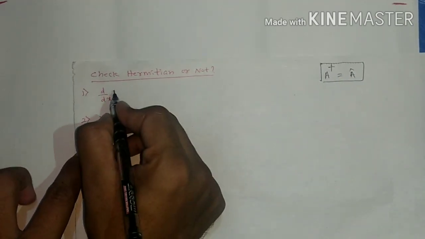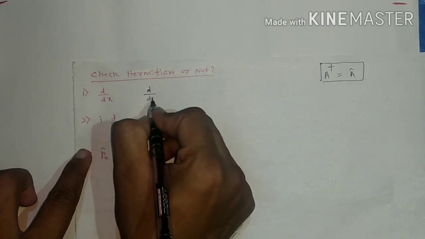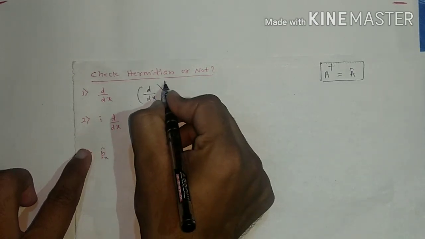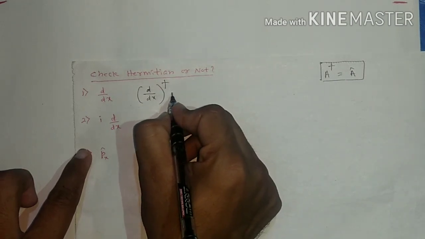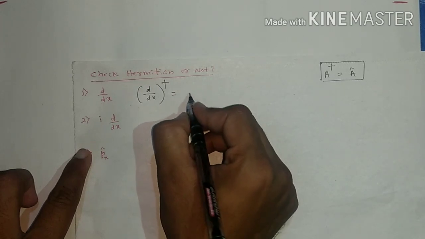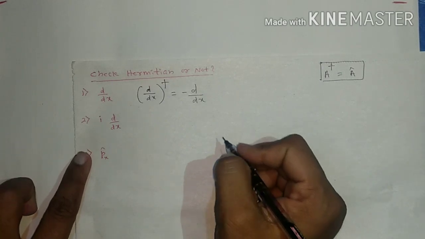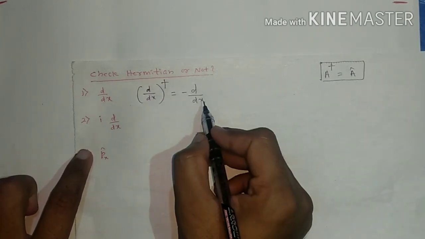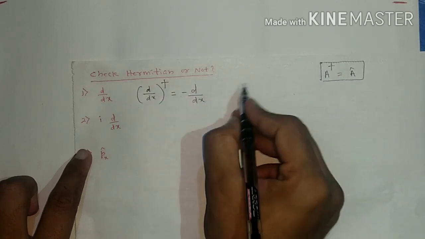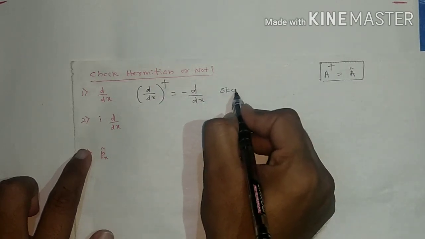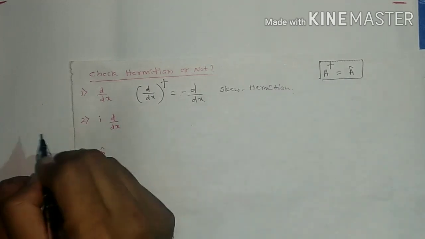If this condition is satisfied, then that operator is a Hermitian operator. So let us check d by dx. Consider d dx and take the dagger of that one, and remember the dagger of d dx is negative d dx. Just remember this. So what do we find? A dagger is equal to minus A. That means it is skew Hermitian.